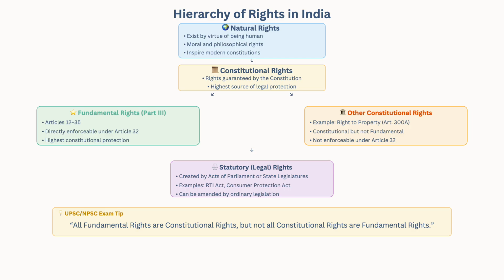We have our moral and philosophical rights. And these natural rights inspired modern constitutions. So every right that we enjoy now is derived from the Indian Constitution. So the main one is the constitutional rights, rights guaranteed by the Indian Constitution. It's a higher source of legal protection, or legal validity.